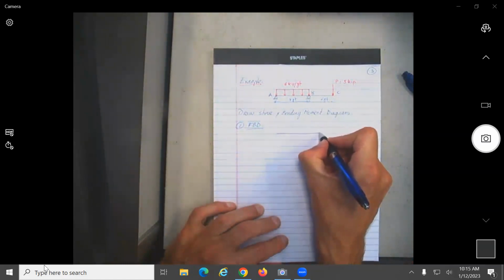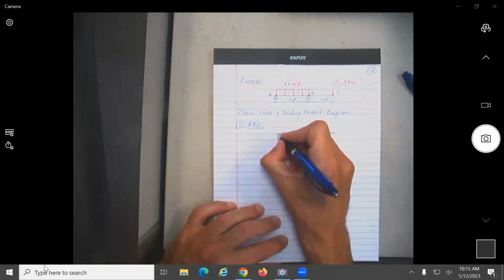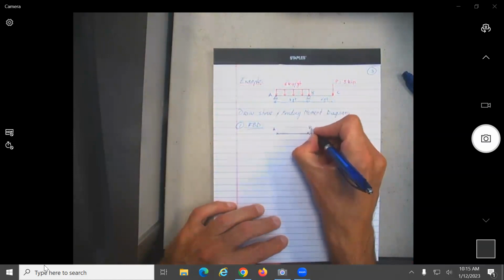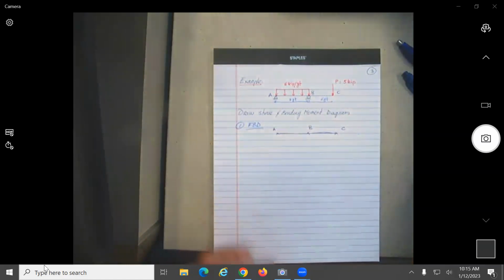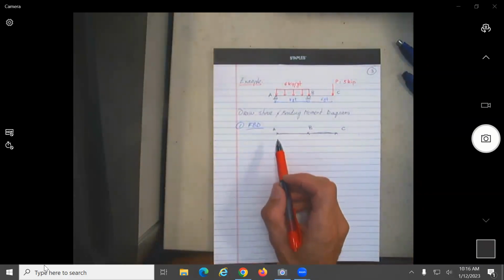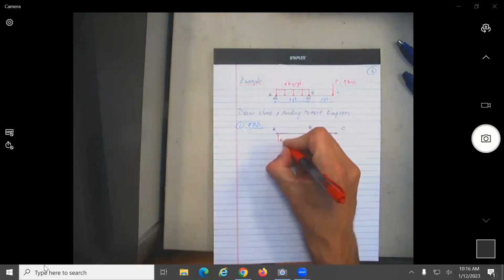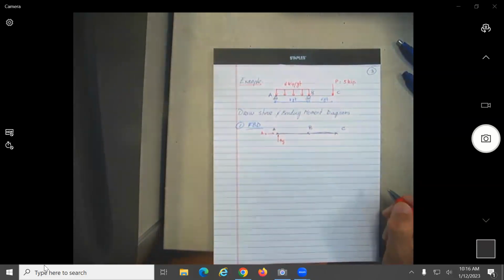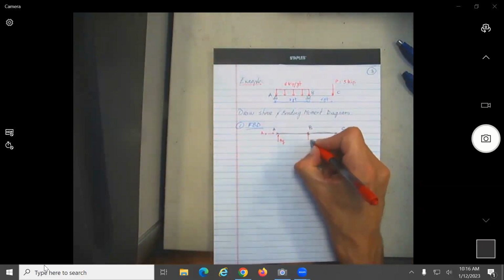Okay. So now I do the same figure over here. So I just do a line. Here I put point A, here I put point B, and over here I'm going to put point C. Okay, so what would I have at point A as reactions? All right, AX and AY. So I start with this. What would I have at point B? That would be BY.